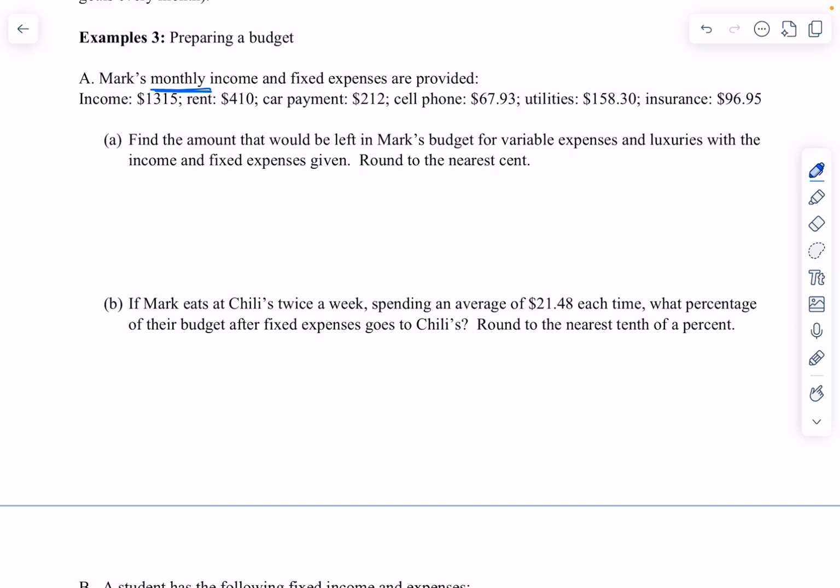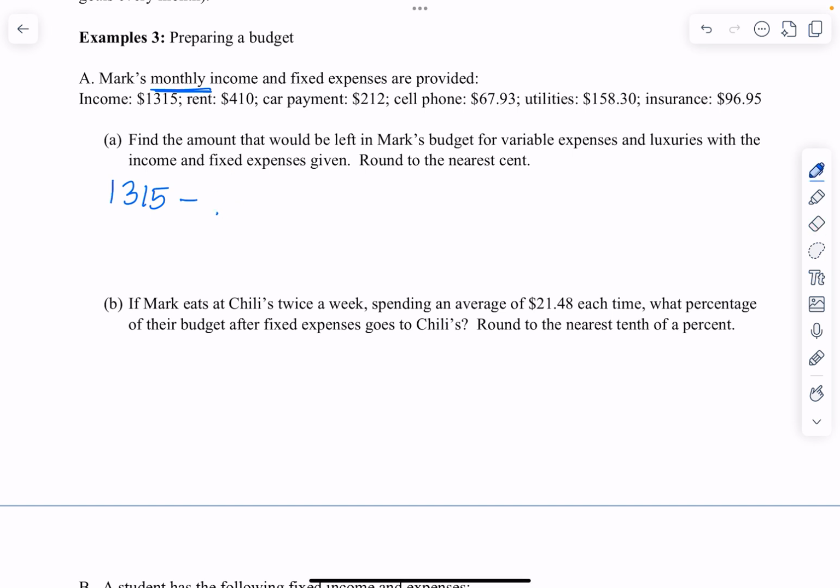and those fixed expenses. So here's what you're going to do, right? You're going to take the $1,315, because that's how much you're bringing in, and you're going to subtract all of your fixed expenses. So you're going to take $410. Now there's 2 ways of thinking here. Let's do it differently, because maybe you'll see it differently, right? So I'm going to change my way of thinking here.